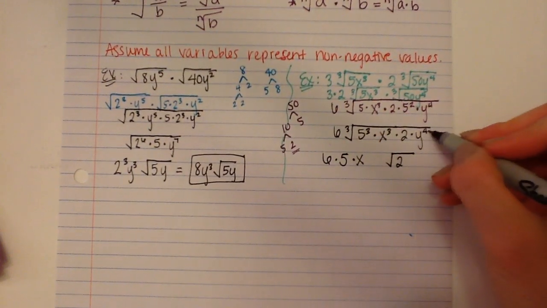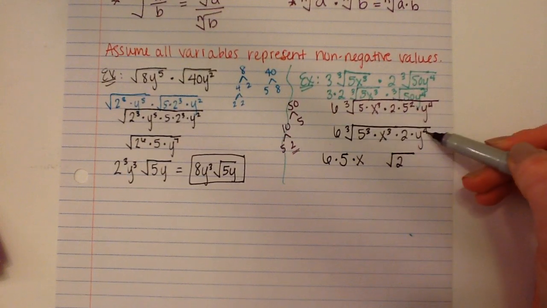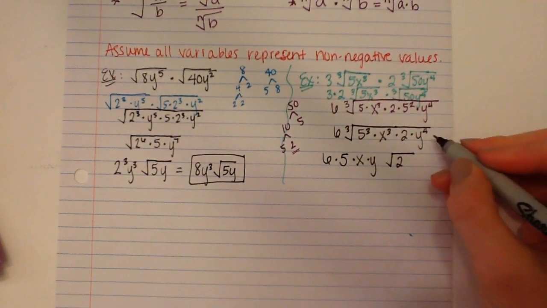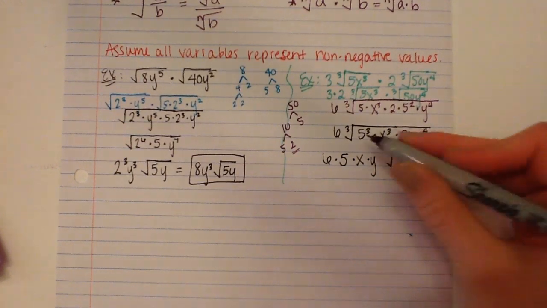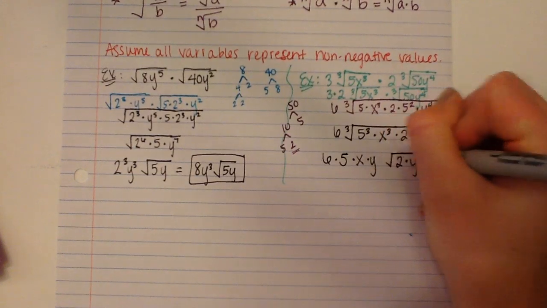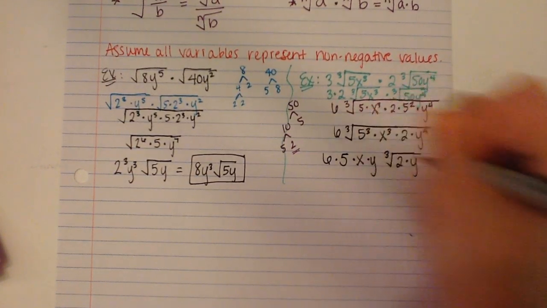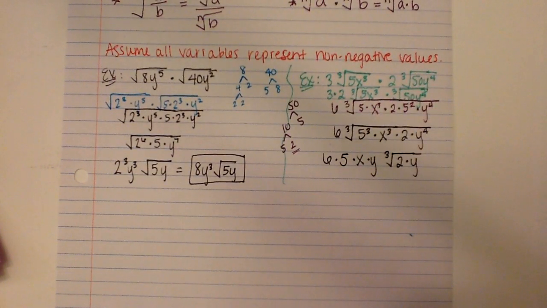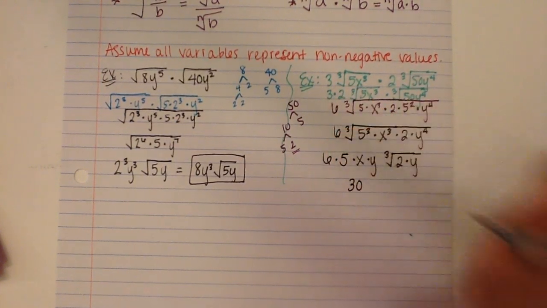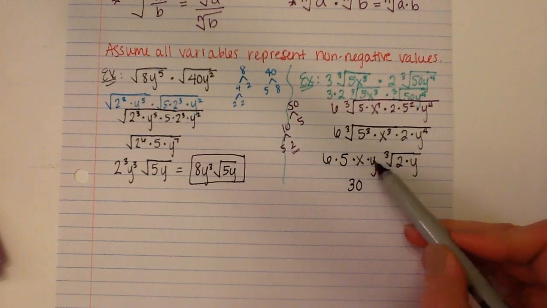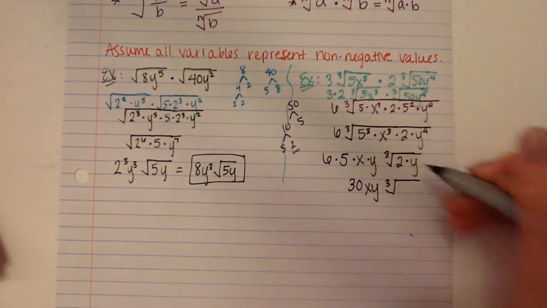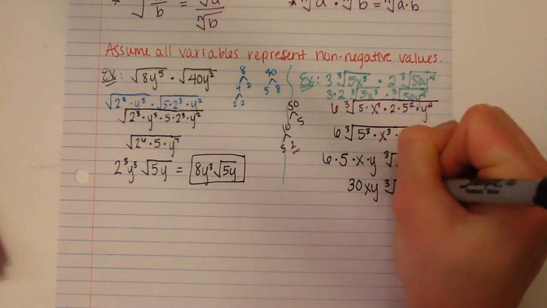If we're talking about y to the 4th, we can get one group of 3 to go into 4. So if we bring out a y, that's our one group. And 3 goes into 4 one time, and we're left over with 1. So we still have a y on the inside. And that's still the cube root. So if we simplify that, we have 6 times 5, which is 30. And we still have x times y, so xy. And the cube root of 2 times y is just 2y.